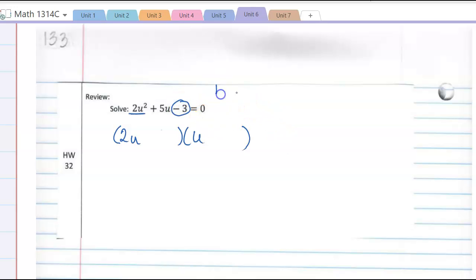That can either be 1 or 3, or it could be where one of them has to be positive and the other one has to be negative. So it could be either one of these two choices, because when I multiply these, I'll get my negative 3. The way I think about it is I need to make sure that what I get here in the middle when I multiply will subtract to 5.